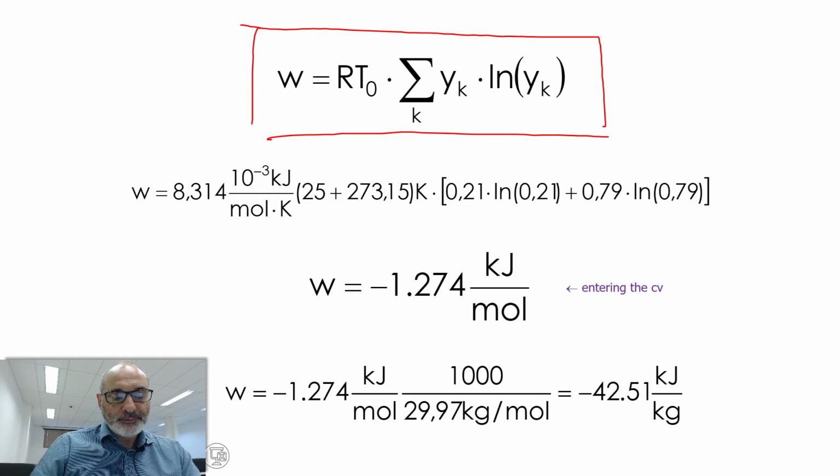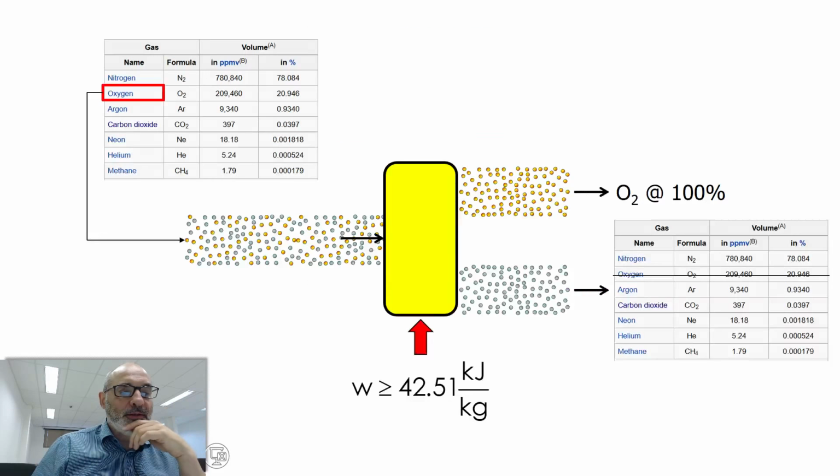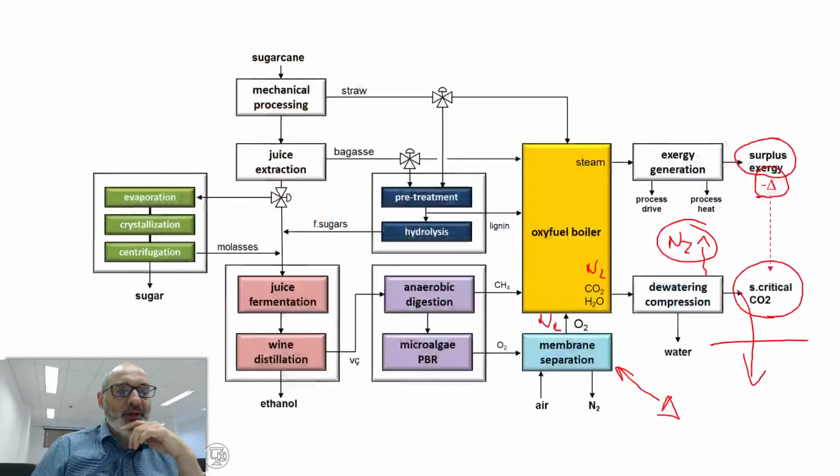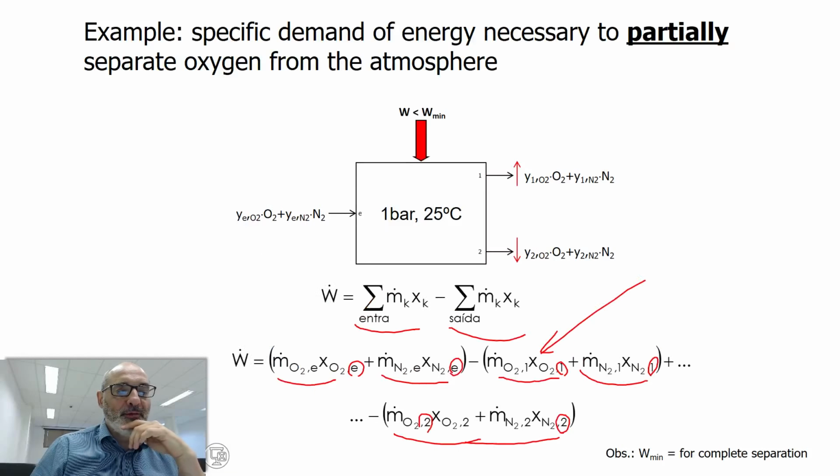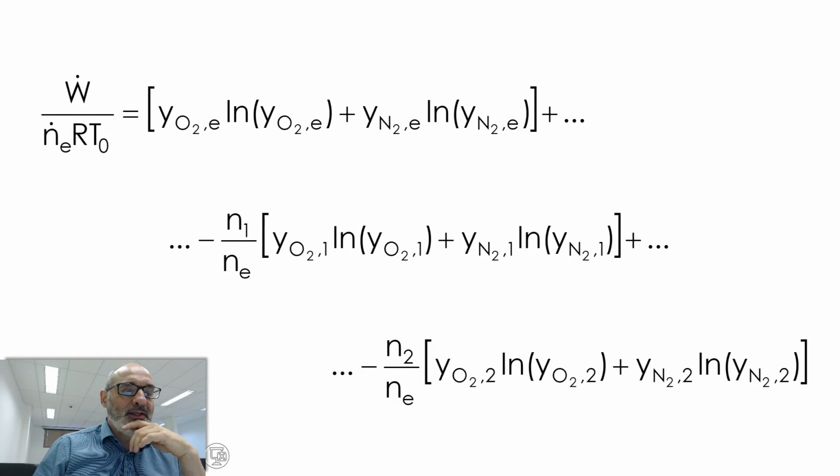Okay, so now for many components and partial separation, we get a similar formula, except that we have oxygen and nitrogen at both exits, 1 and 2. Okay, so that's very simple.